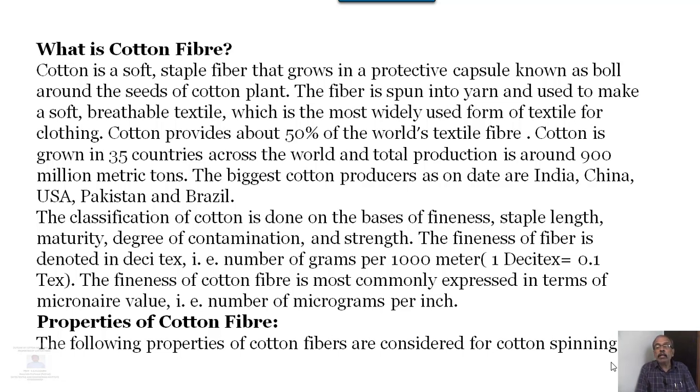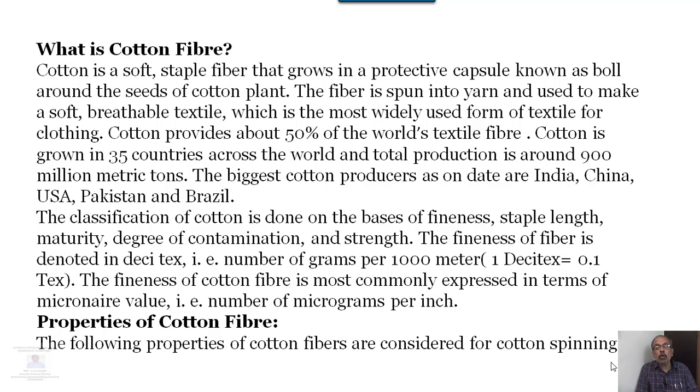So the fineness of the fiber is denoted by decitex. The number of grams per 1000 meter, or 1 decitex is 0.1 tex. Tex is nothing but the direct system count, grams per 1000 meter. So usually it is measured in decitex.